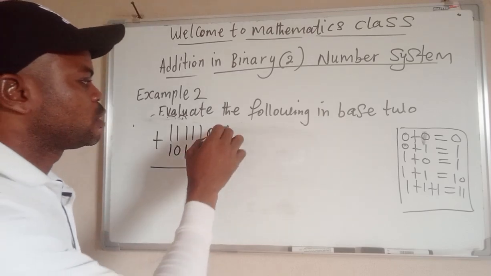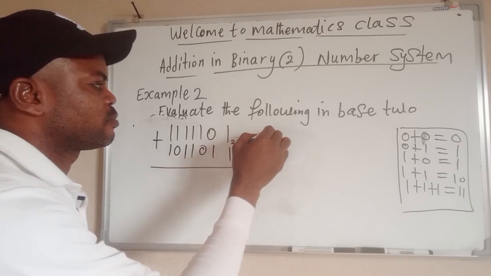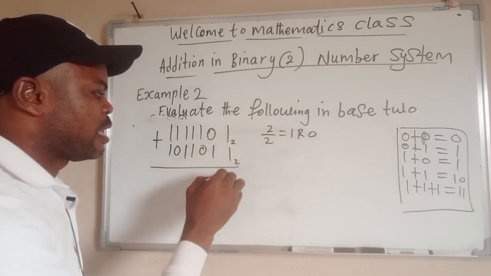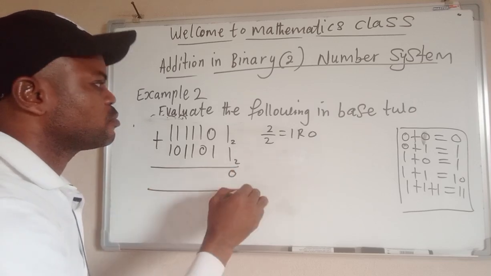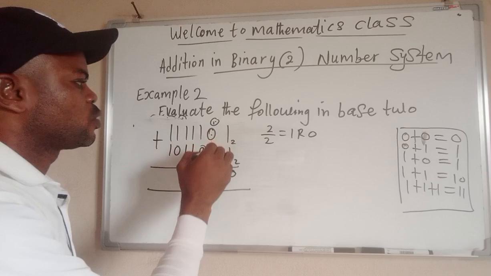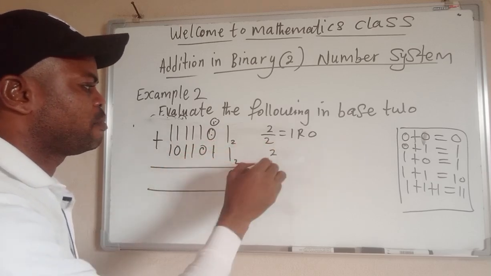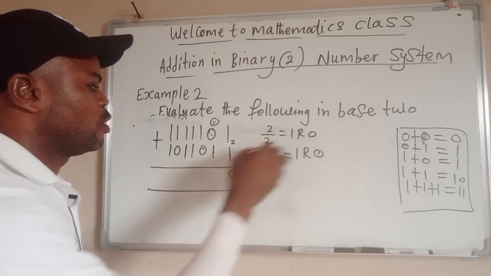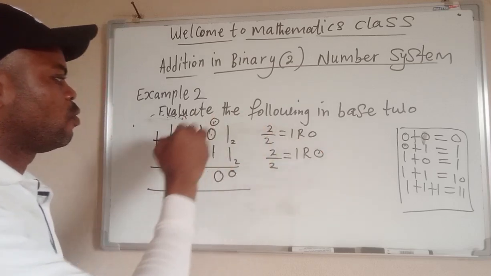So what do we do? We say 1 plus 1 gives you 2. 2 divided by 2 gives you 1, remainder 0. Write down the 0 first. Bring the 1 over to the next line. 1 plus 0 plus 1 gives you 2 again. Divided by the base, 2, it's equal to 1, remainder 0. So you write down the 0, carry the 1 over to the next line.